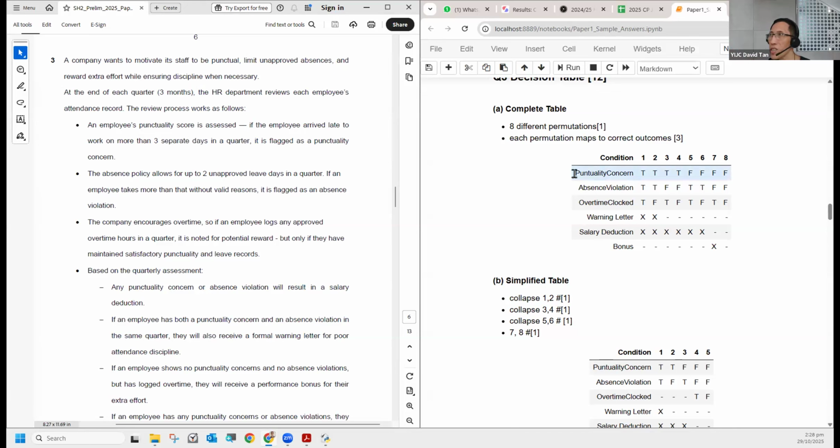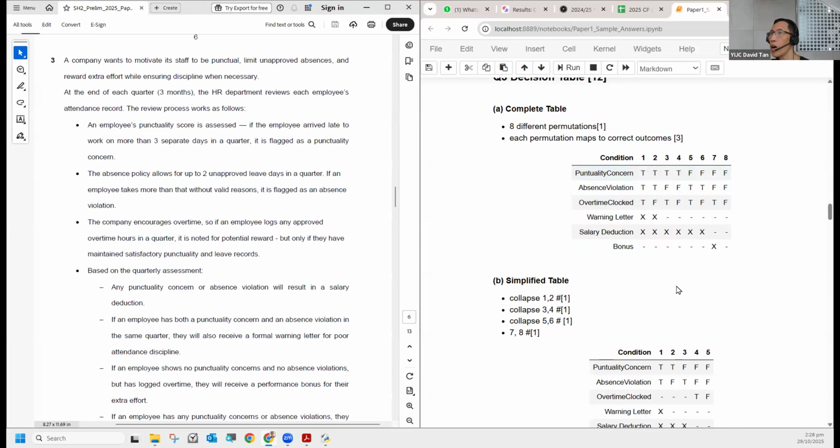For example, punctuality: being late and being on time are not 2 conditions. It's only 1 condition, punctuality, whether you're punctual or not punctual. So please, the way you phrase your condition will decide the way you put your true and your false. What does your true mean? What does your false mean? So that is what I have to say about the decision table.